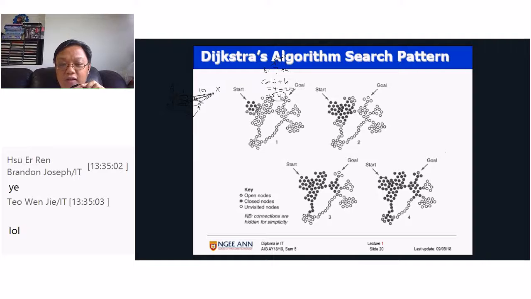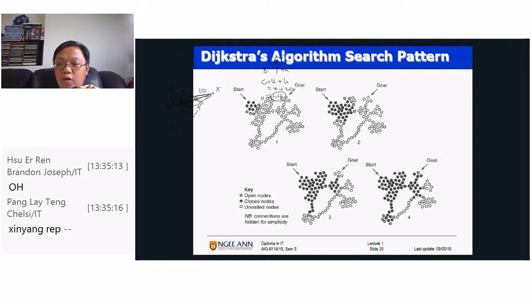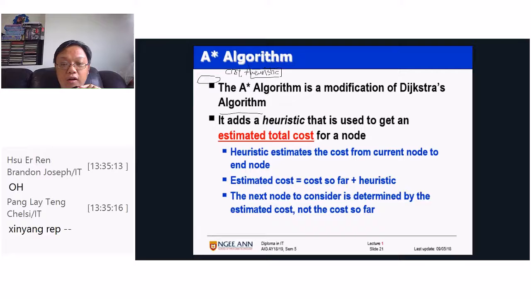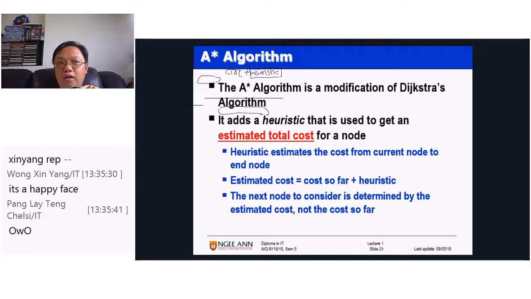Other than that, let's talk about A star. If you understand the concept of A star, then this is actually quite straightforward. Essentially, this heuristic will estimate the cost from the current node to the end node. For graphs where the distance is approximately the same as the cost, the simplest way is to use the direct distance.